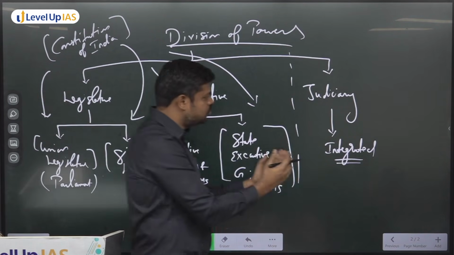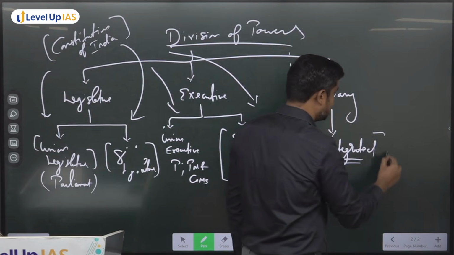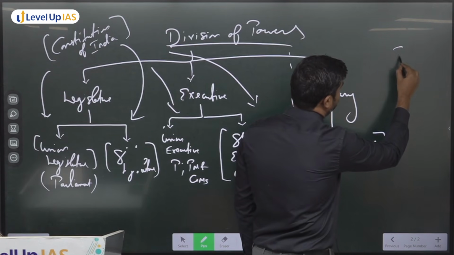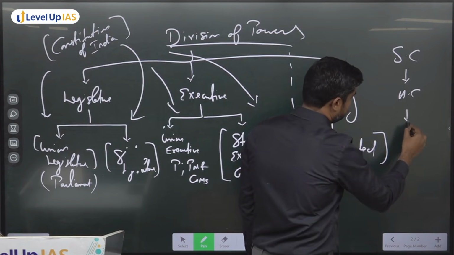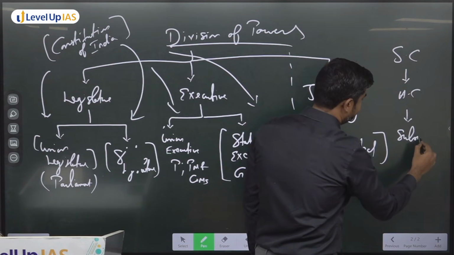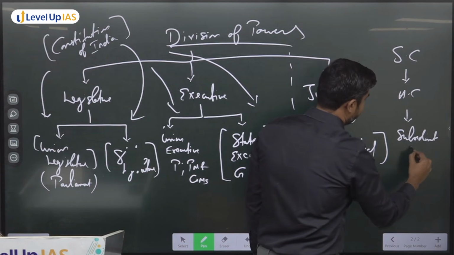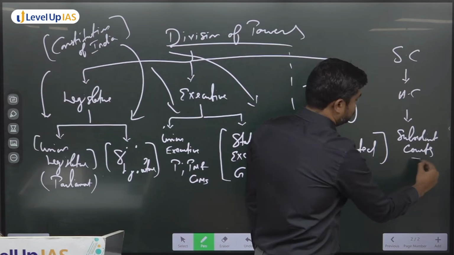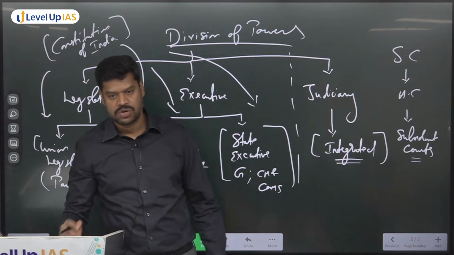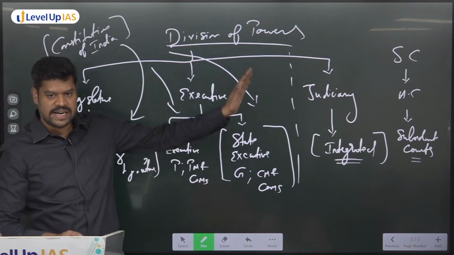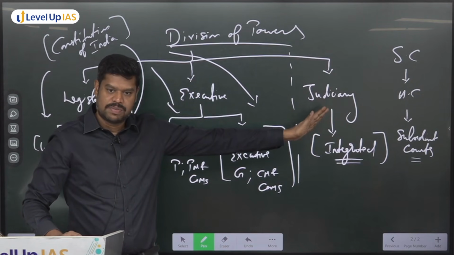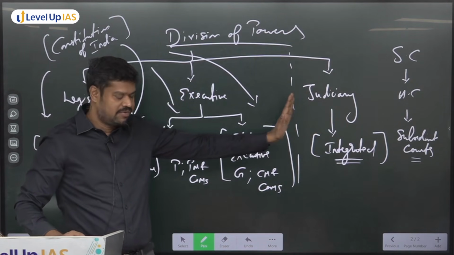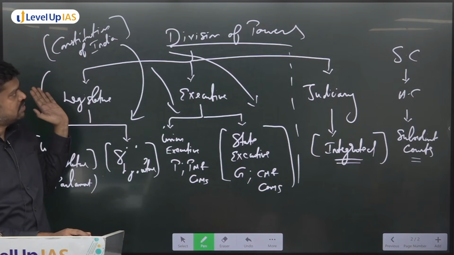But when it comes to the judiciary, there is an integrated judiciary, and who is at the apex of the judiciary? The Supreme Court. Below the Supreme Court are the high courts, and below the high courts you have the subordinate courts. So here there is no separation of powers. Here there is no division of powers. Here there is an integrated judiciary. There is one more topic where I will explain the concept of integrated and independent judiciary. But for the time being, try to understand what is division of powers.